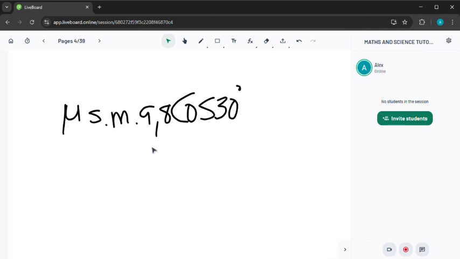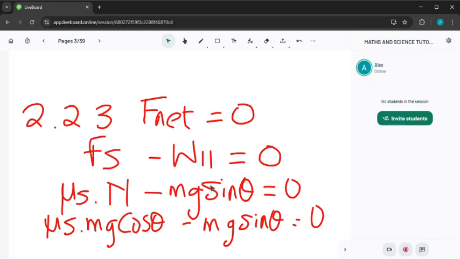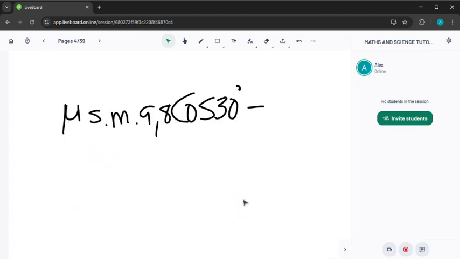And then minus, we are now on weight parallel. M, we don't have M. G is 9,8 sine of theta, which is 30 degrees. So we're going to write M multiply by 9,8 sine of 30 degrees. Right, so we can therefore do our calculations. So let's multiply 9,8 multiplied by cos 30 degrees.